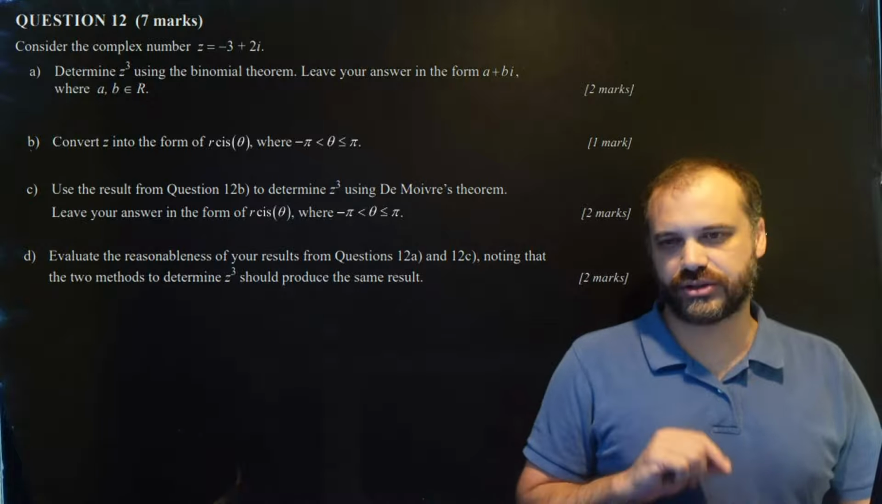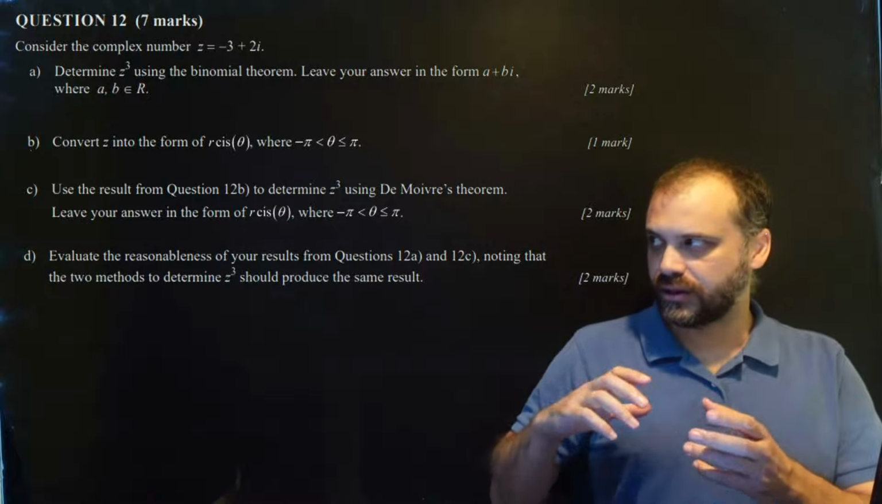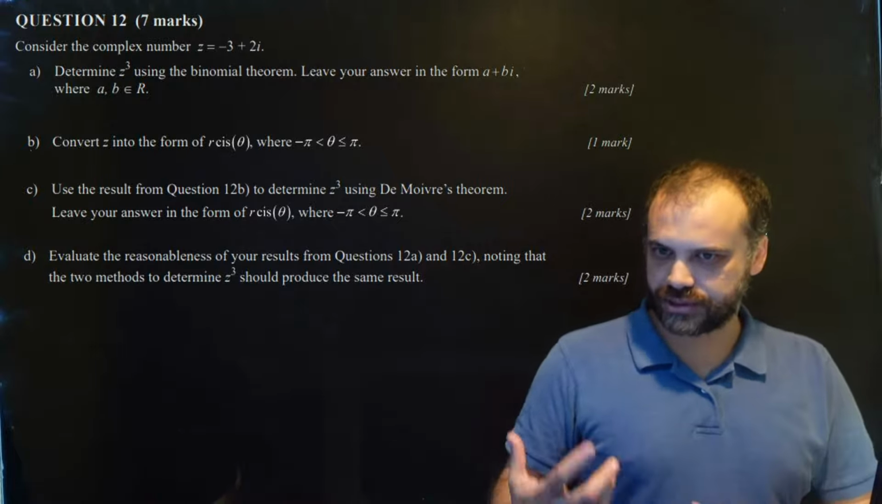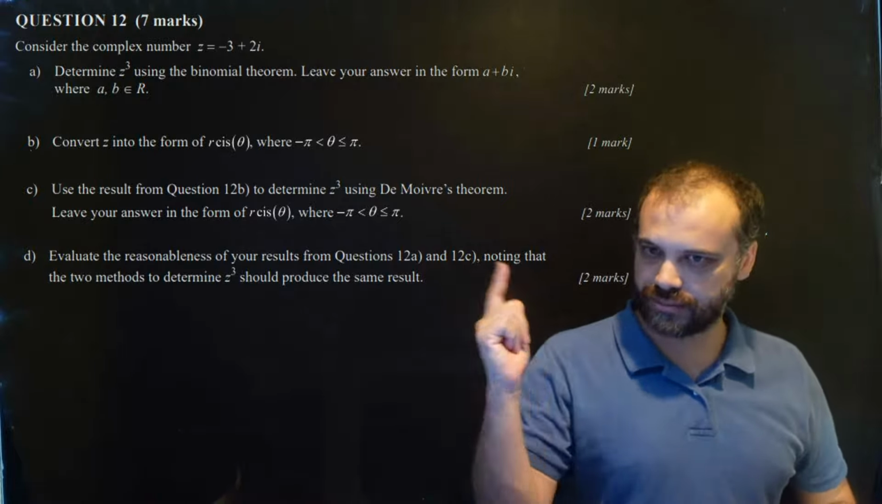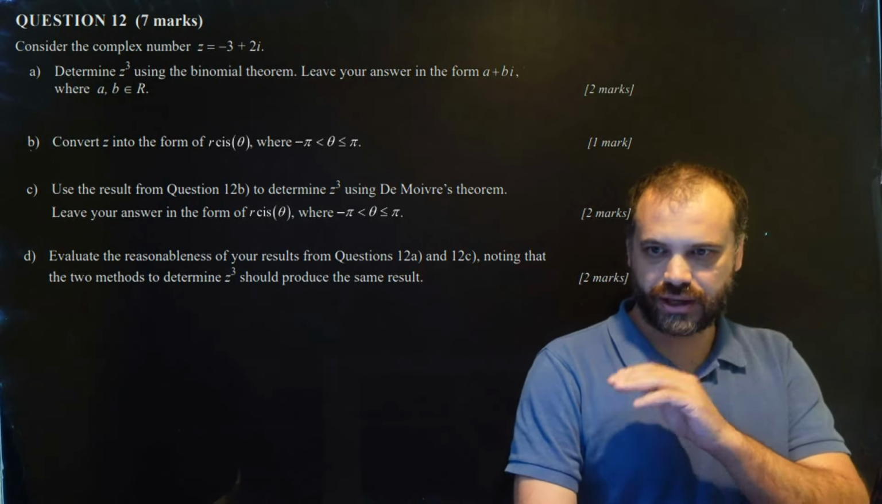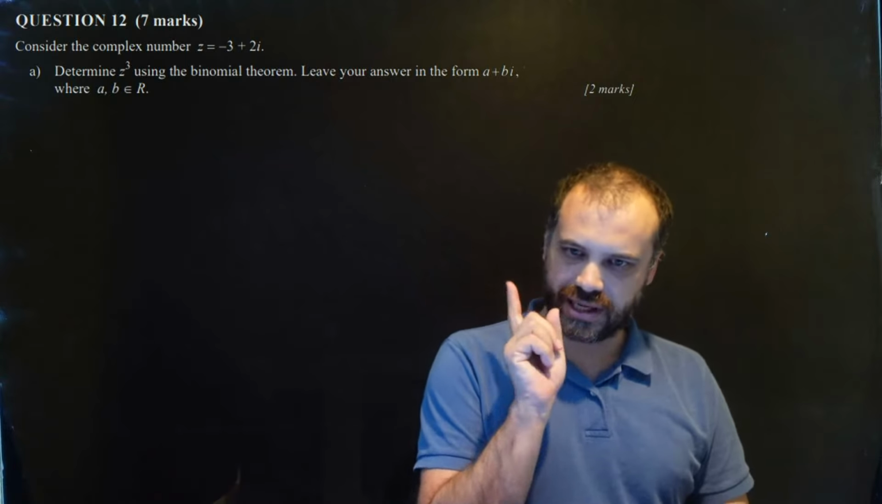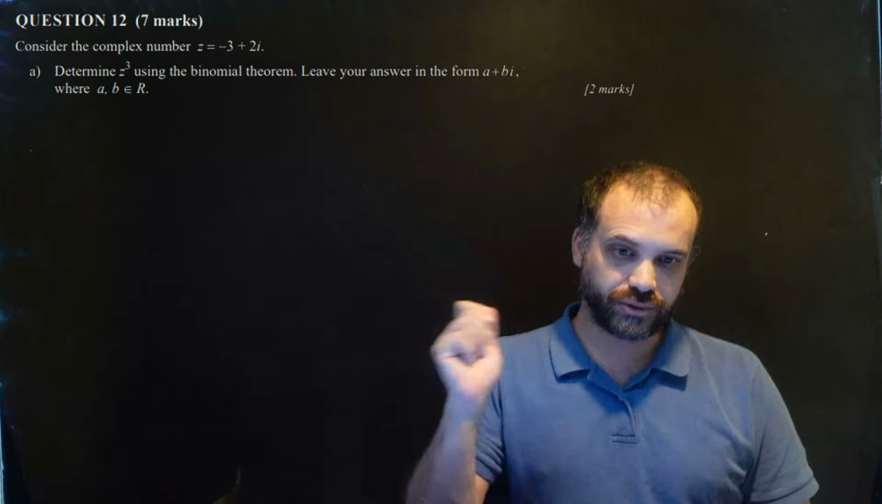It's the kind of question that a teacher might give a student in a class to demonstrate a property of complex numbers. But here we are, in an external exam. Let's get started. Probably the best way to do it is to ignore everything, A, B, C, D, and just start with A. Okay, determine z cubed using the binomial theorem.